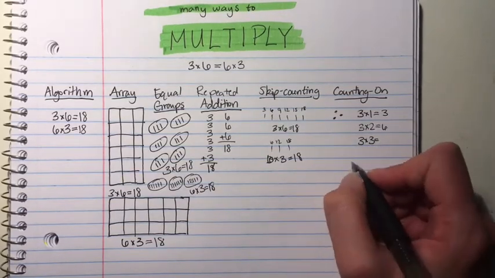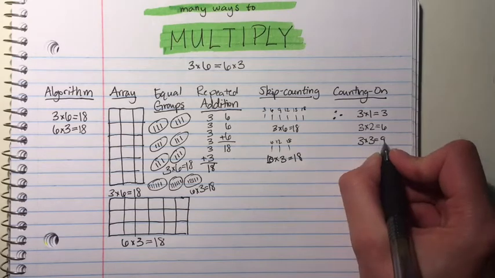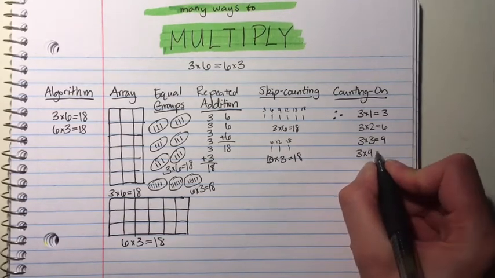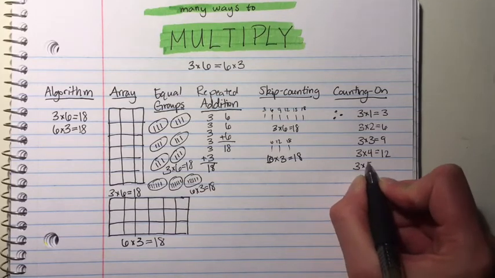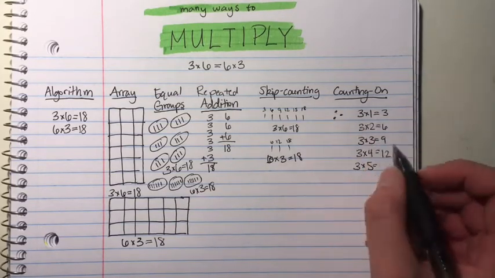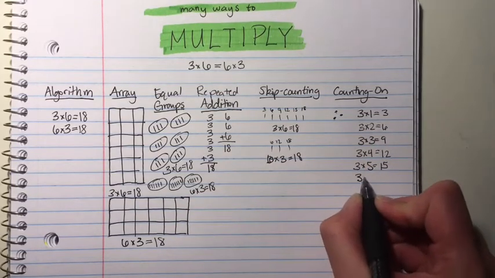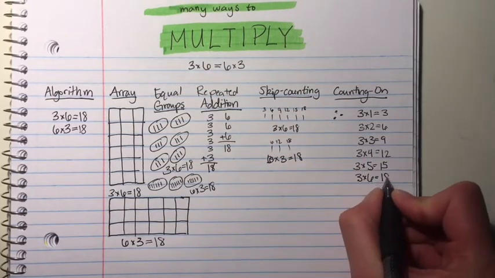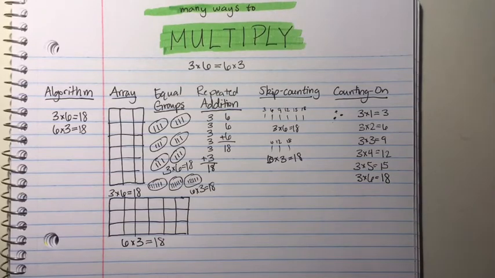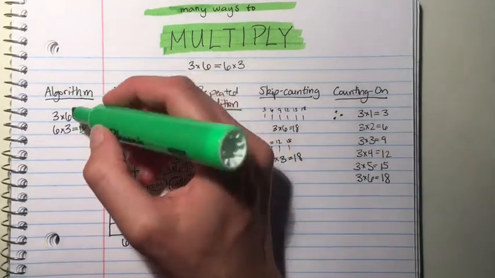Now I add another 3. 6, 7, 8, 9. Now I add another 3. 9, 10, 11, 12. Now I add another 3. 12, 13, 14, 15. And now I add another 3. 15, 16, 17, 18. So you see, every single time I've gotten the same answer.